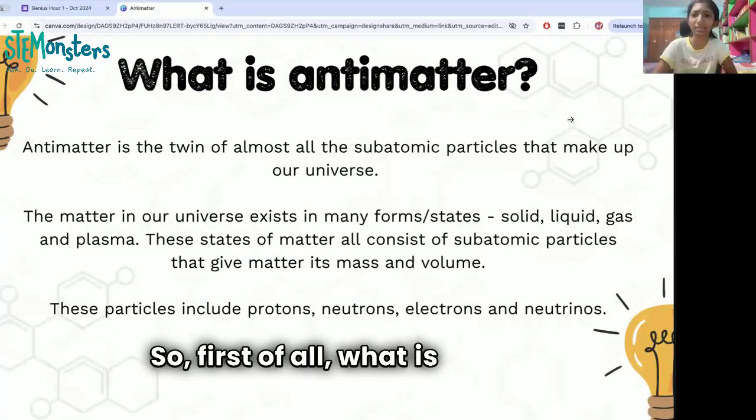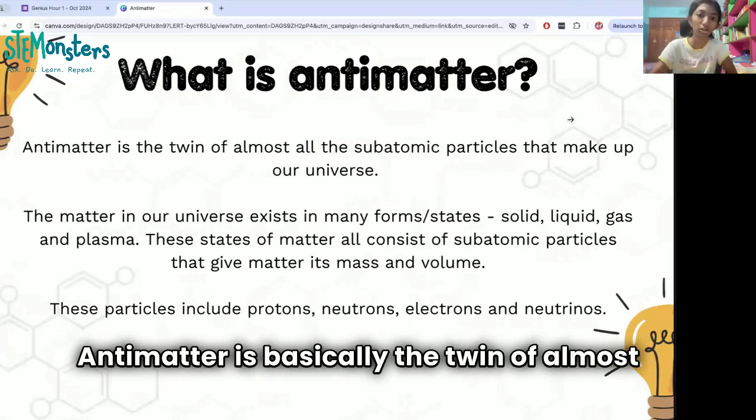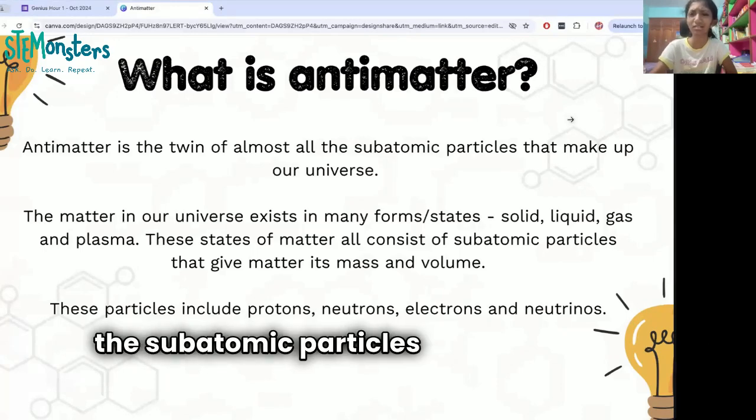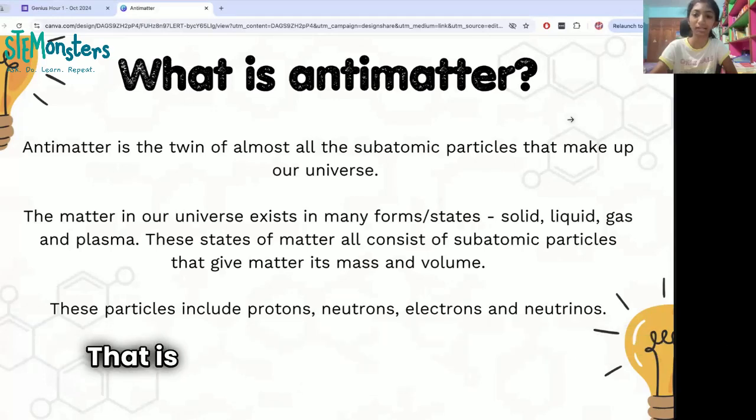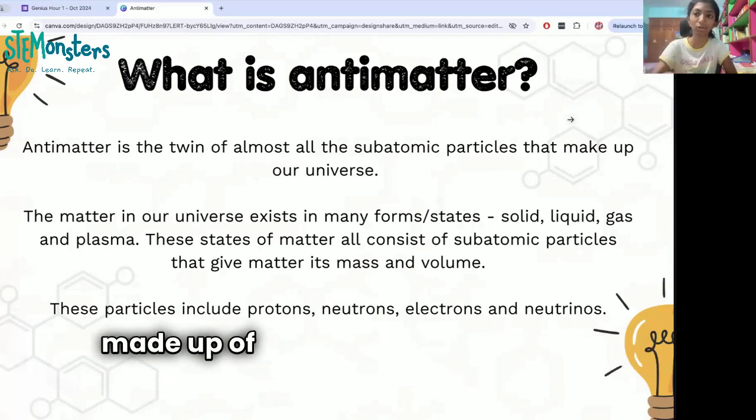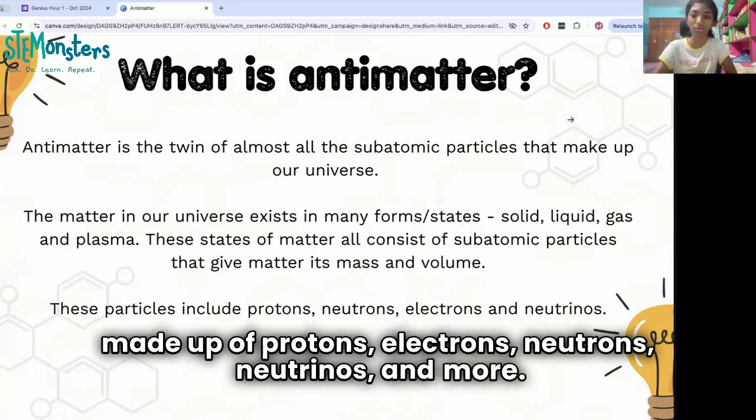So first of all, what is antimatter? Antimatter is basically the twin of almost all the subatomic particles that make up our universe. That is basically matter in any state that is made up of protons, electrons, neutrons, neutrinos, and more.